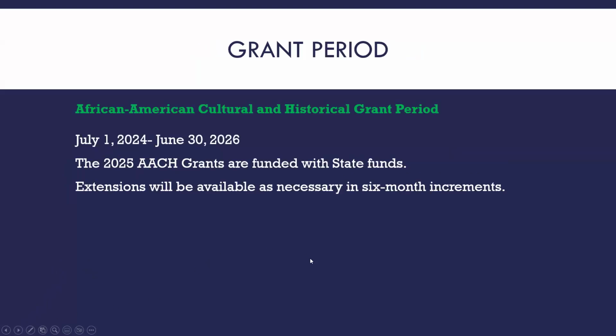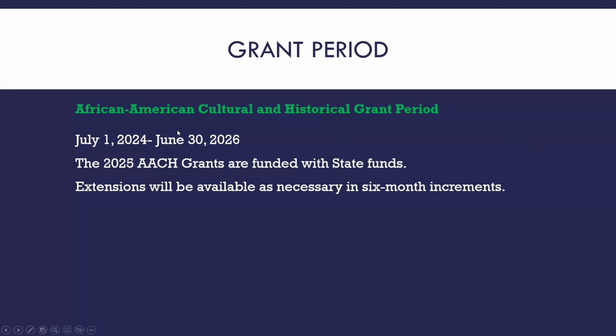So our grant period for this grant is July 1st, 2024, so last July, through June 30th of 2026. This is new funding that is funded with state dollars. If you'll recall, the original grant that you had applied for was federal funding, and that funding has all been depleted, but the legislature funded some additional grants with the state funds.